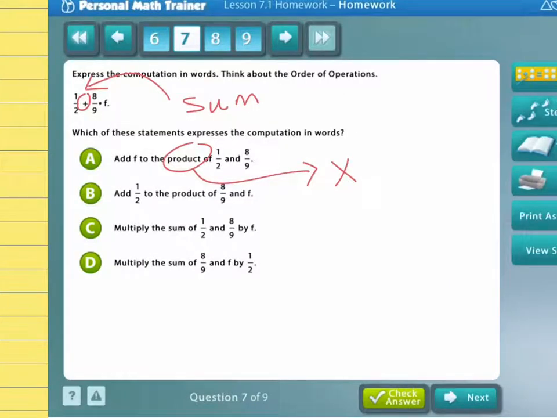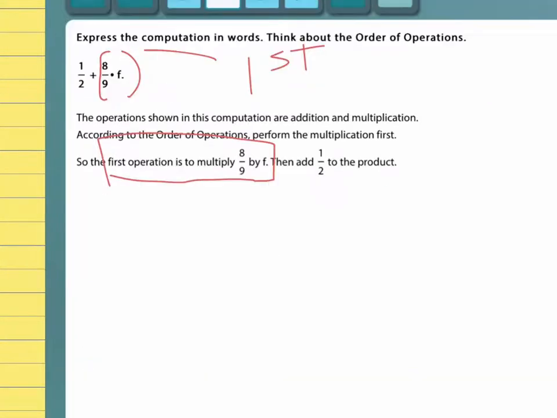Question 7, express the computation in words. Think about the order of operations. Well, what are you going to do first here? You're going to do the sum right there, but the first thing you'd want to do is the 8/9 times f, because PEMDAS means you do multiplication first. So we're going to add 1/2 to the product of 8/9 and f. And there you go. Your first operation is to multiply 8/9 by f, and then you add 1/2 to that.